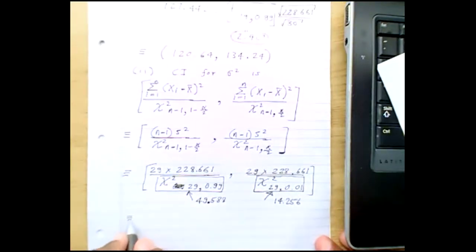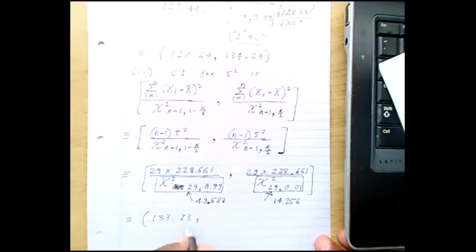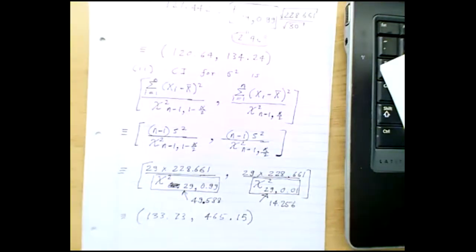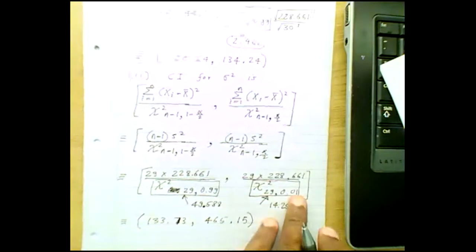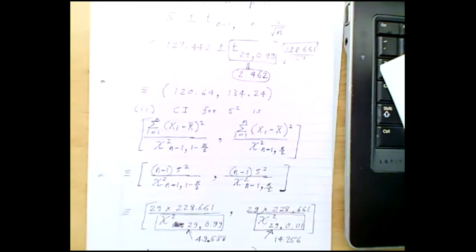So you will get the lower limit as 133.73 and the upper limit as 465.15. So this is the 98% confidence interval for sigma squared. Is this clear to you guys? So this completes question number 6. Are you okay with this or not?